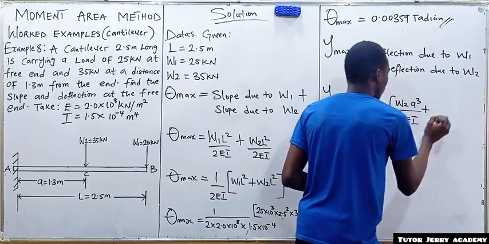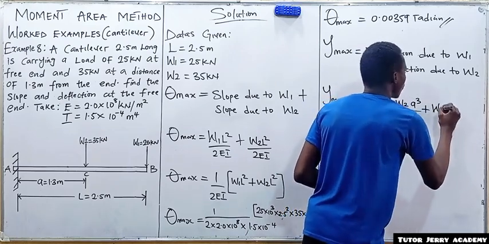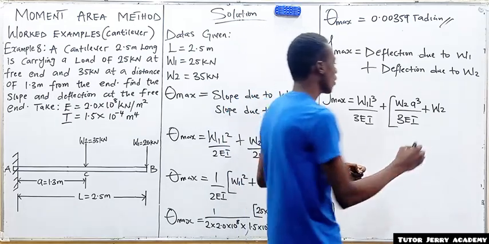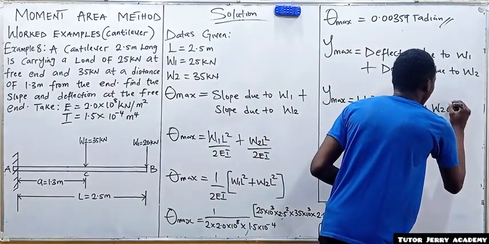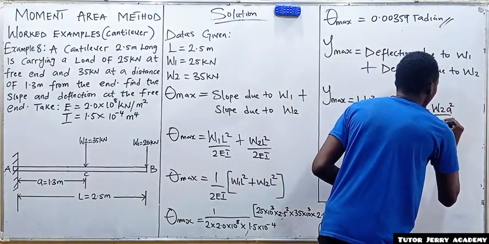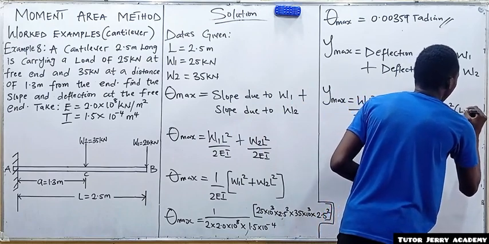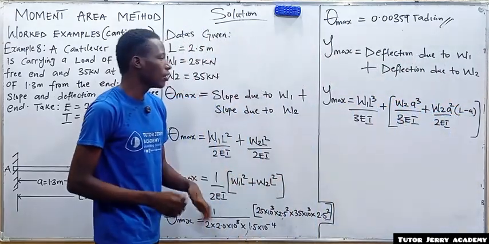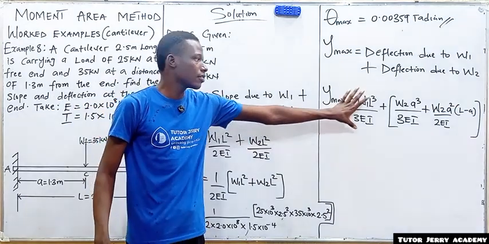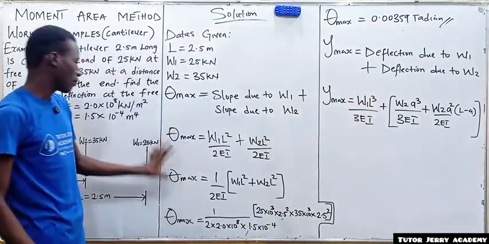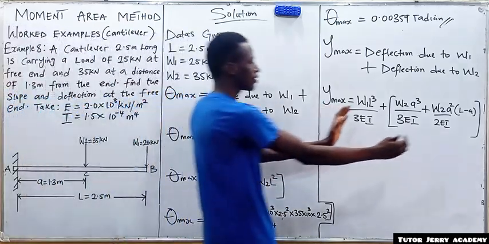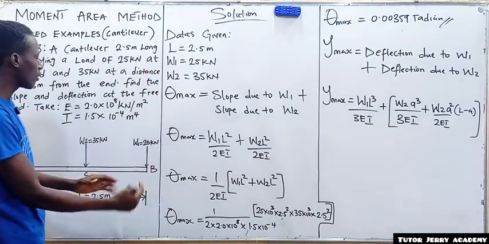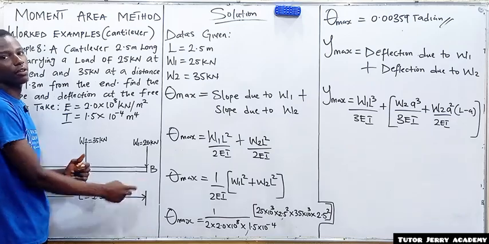Alright? So we have plus W2, in this case, W2 a to the power of 2 all over 2EI, into the bracket of L minus a. Close the bracket. Now, this is the deflection. This here is the deflection caused by W1. And this is the deflection caused by W2. So when we sum them together, we'll get the total deflection at the free end of this beam.